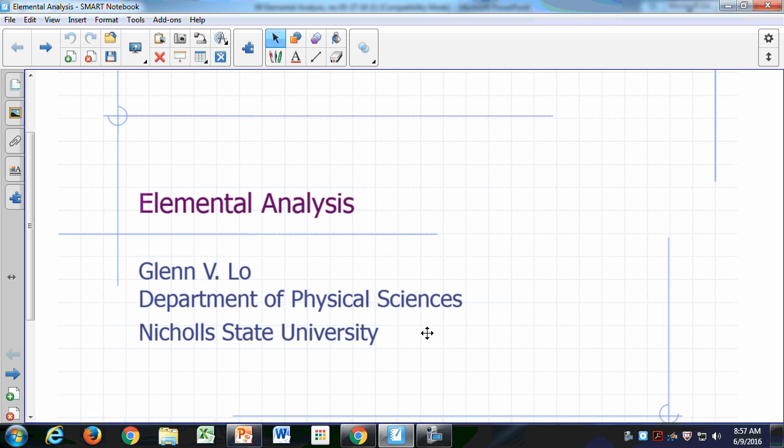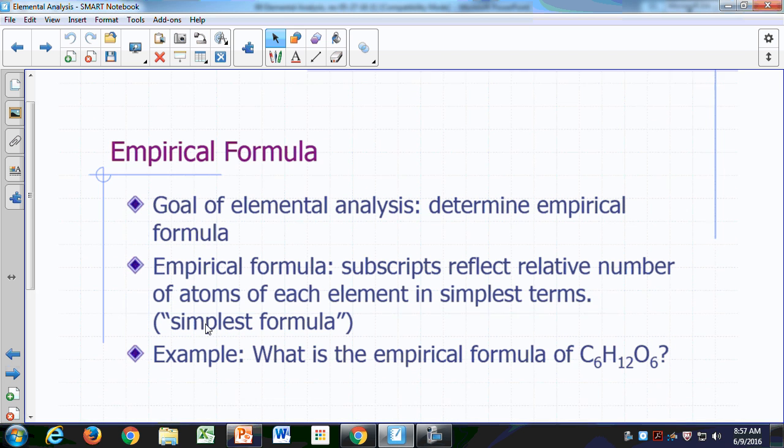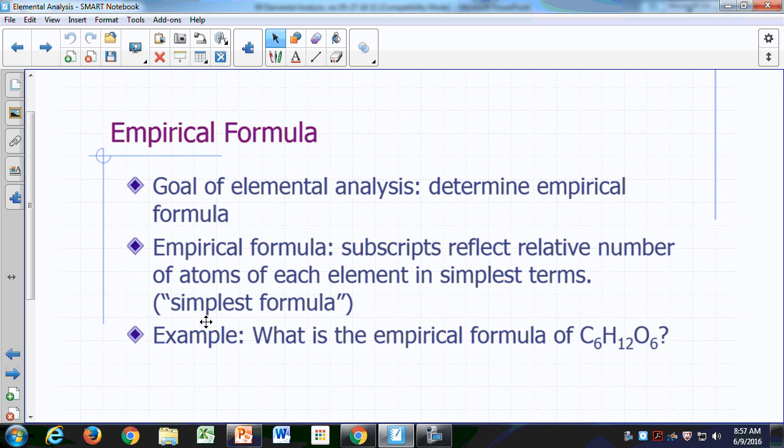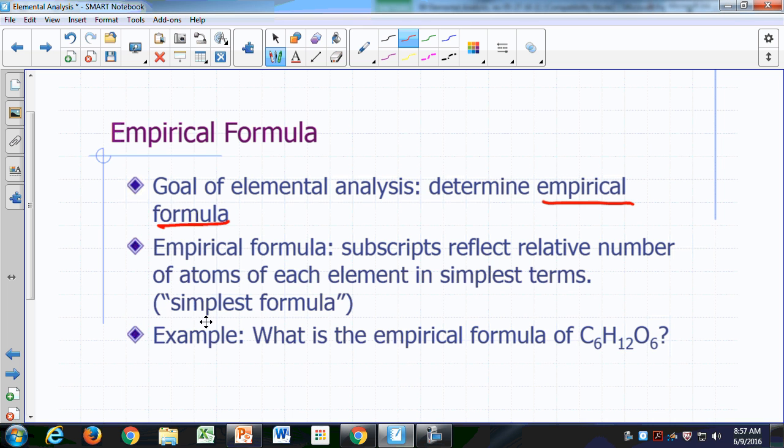In this lesson, we are going to talk about elemental analysis. The goal of elemental analysis is to determine what is known as the empirical formula of a compound. Now, the empirical formula of a compound is a formula where the subscripts reflect the relative number of atoms of each element in the simplest possible terms.